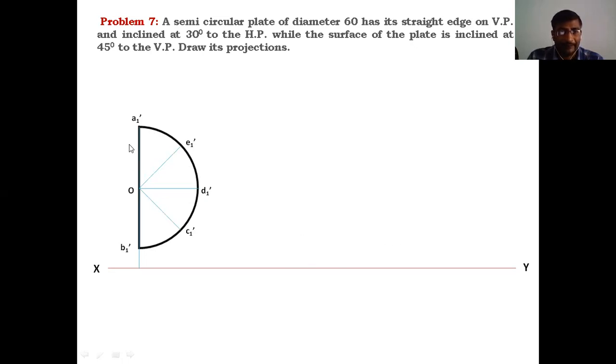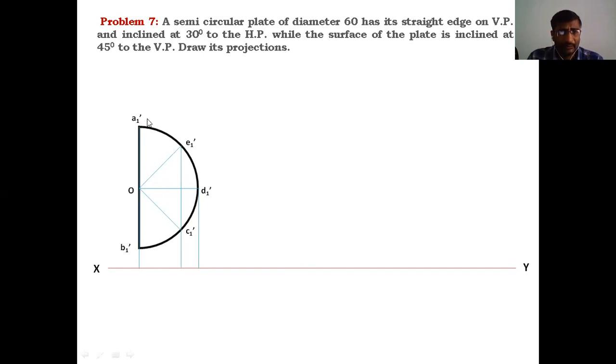After dividing this semicircle into 4 equal parts, we will get the front view points of the semicircle. After getting the front view points, draw the projection lines from each of the points. So draw the projection line from E1 dash and C1 dash, draw the projection line from B1 dash, and also draw the projection lines from A1 dash and B1 dash, which will coincide with each other.